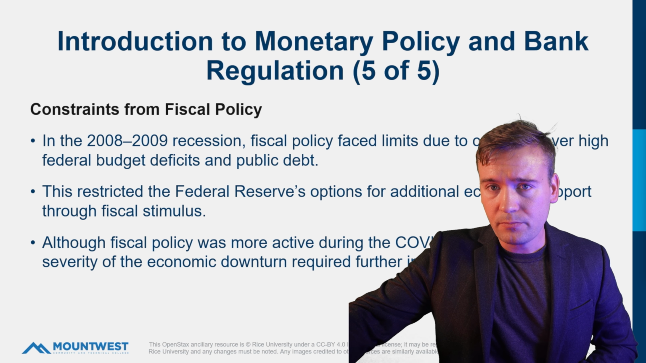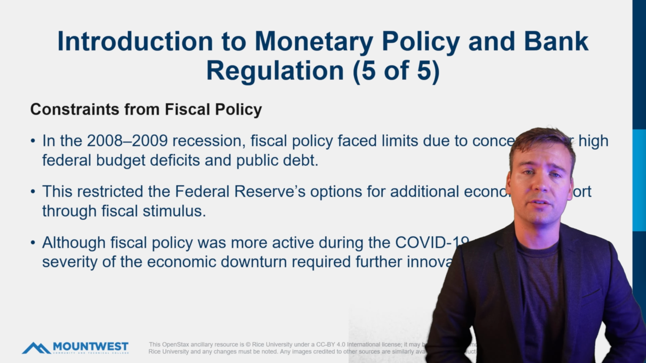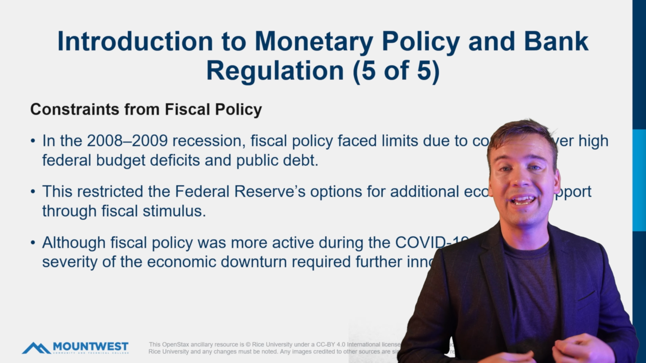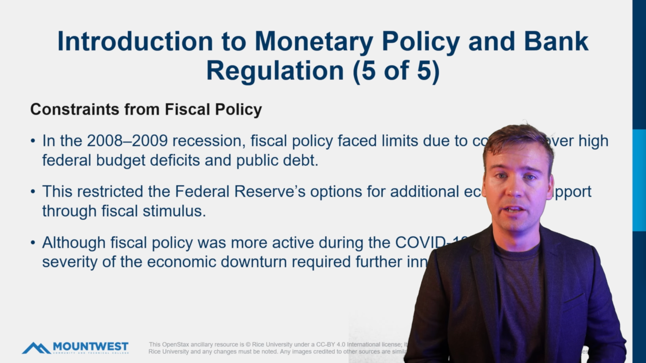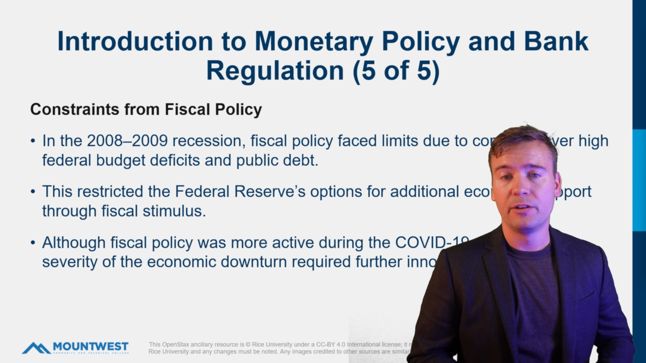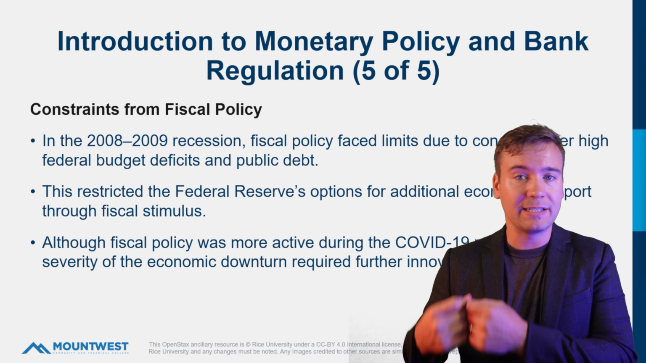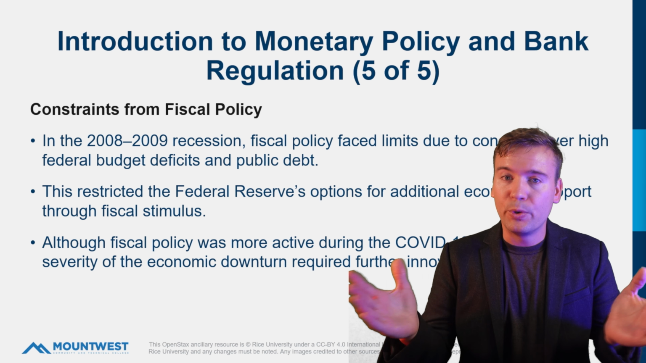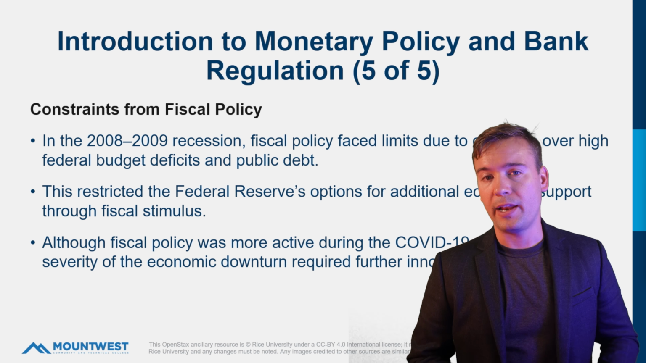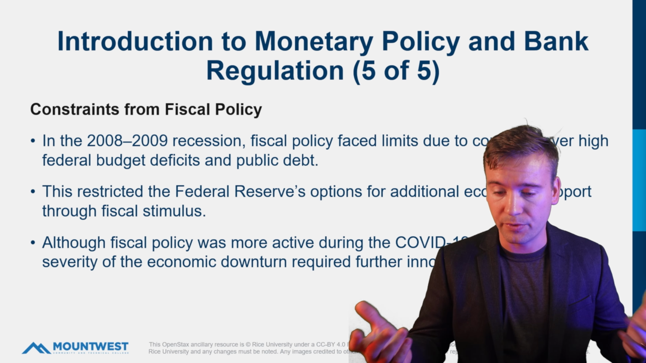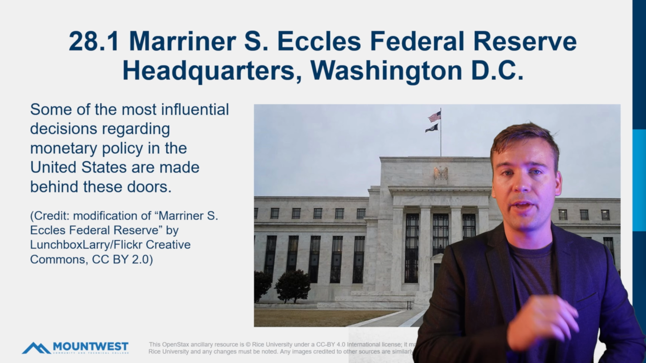So now, during the COVID-19 recession, fiscal policy played a more active role, right? We had significant government spending to support businesses with things like the PPP loans, to support individuals with things like stimulus checks and unemployment benefits. But even with all that, the sheer severity of that economic downturn demanded that even more innovative approaches come through from the Fed, and so we'll talk about some of that.